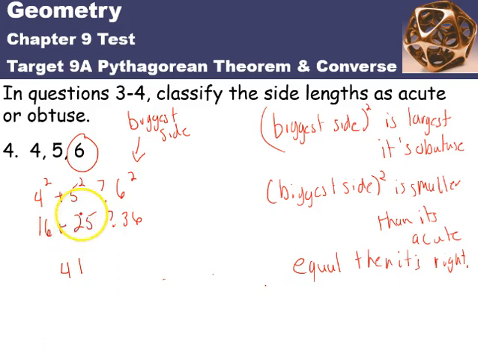41, I believe. Let me just double check. 16 plus 25, yep, 41. And 36. Now the biggest side, this side, is smaller than these two sides added together, the 41, so this is an acute triangle. Okay?